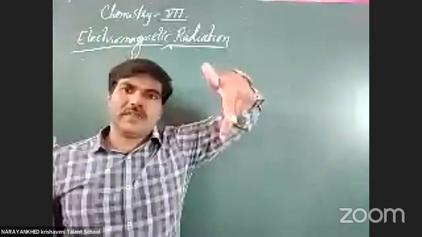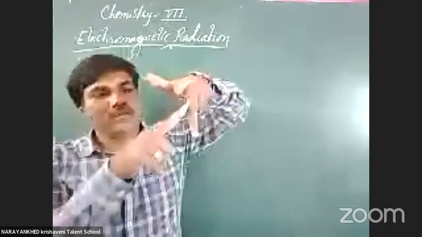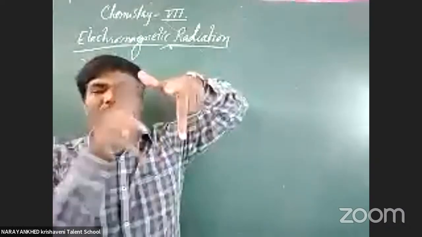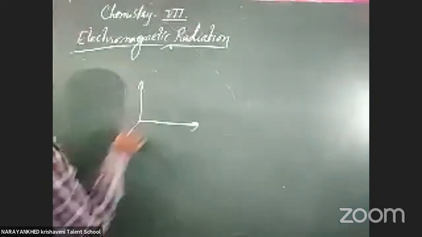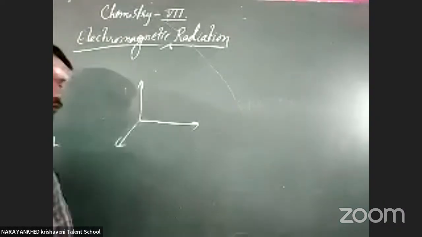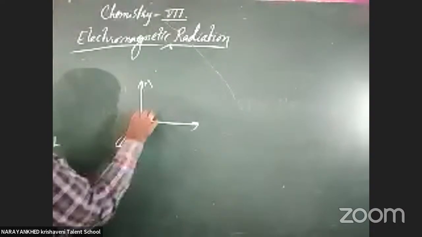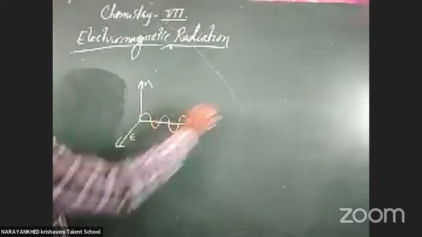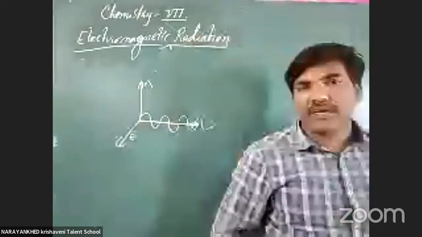My forefinger indicates the light propagation. This indicates the electric component. This indicates the magnetic component. Like this, it moves. Clear or not? It will be towards you, not like this. Then this is the electric component, and this is the magnetic component. The light is moving in this particular way. Understood, all of you? In this way the light is moving.